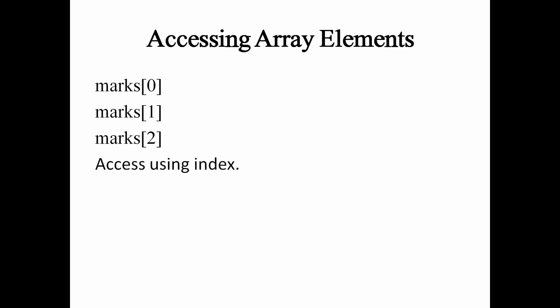Accessing array elements. To access an element, we use its index. For example, marks[0] accesses the first element. Marks[1] accesses the second element. Suppose if I want to access the fifth element, then I need to write marks[4]. Am I right?